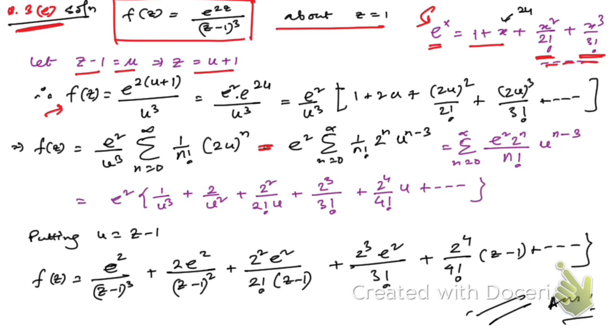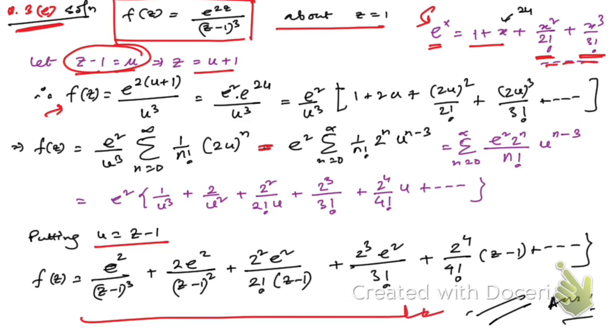Then replace this u by z minus 1 that we have considered here. So doing so, we have got this series. So this is the required series. So hope you have understood this, and the remaining questions will be solved in the next video.